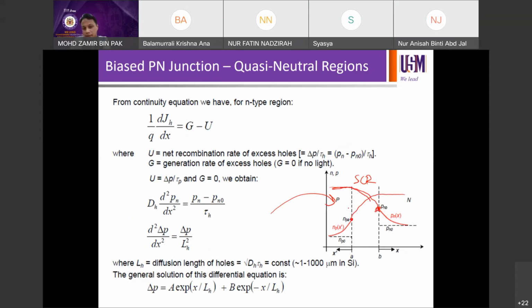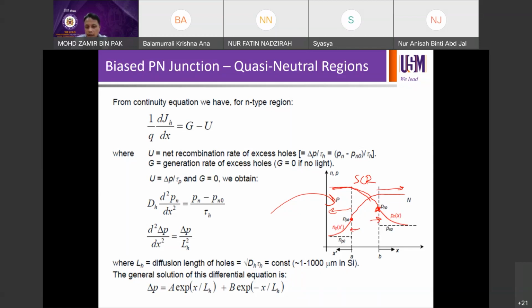Sekarang kita nak tengok what happens into Q and R. What happens into Q and R, further into the material before the carriers reach the contact on the interfaces on both sides. So you can imagine the profile to be an exponential profile like this, which is essentially a continuation of what we've got in the previous case in the depletion region on both sides.